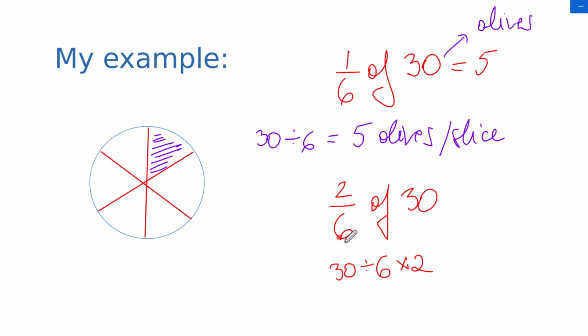You divide by the denominator, the bottom number is called the denominator, and then you multiply by the numerator. You divide by the bottom and times by the top. That should give you 10, because we already know 30 divided by 6 is 5, we've done it here. Now we just multiply that by 2. So that's how you have to think about it. I hope that makes sense.